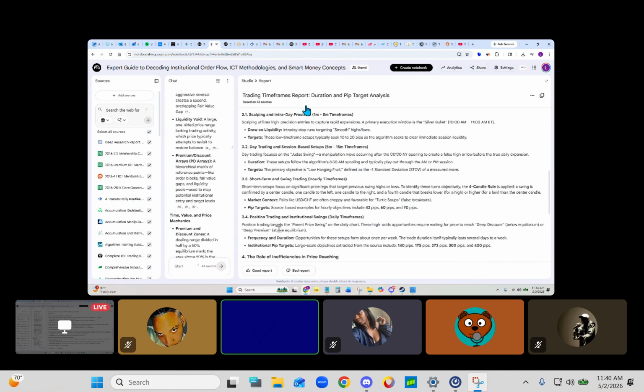So if you're a scalper, you're looking for 10 to 20 pips, and you're going to be on the 1 to 5 minute chart. That means you're looking for this to be done within 24 candles. On the 5 minute chart, 24 candles is 2 hours. But on a 1 minute chart, it would be less than 30 minutes if you waited 24 candles.